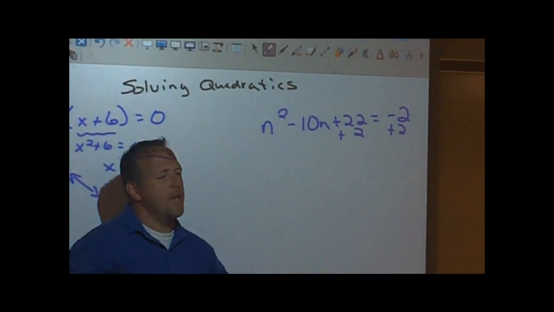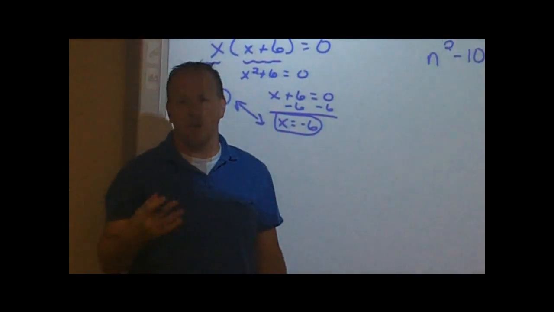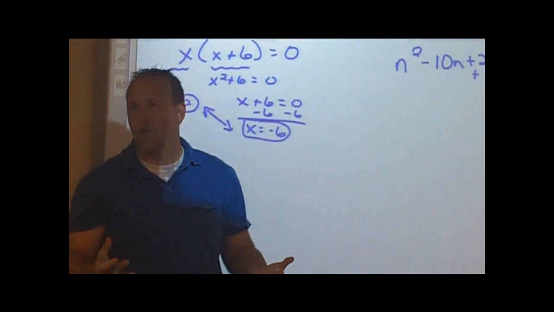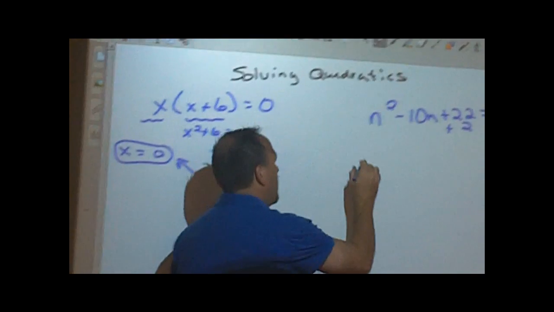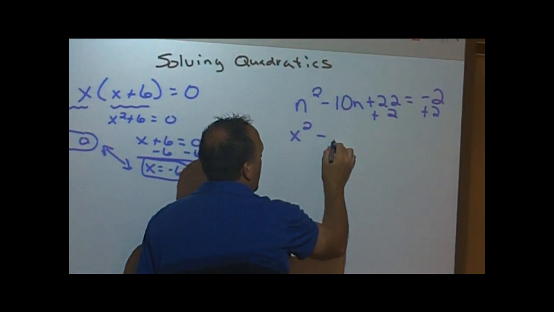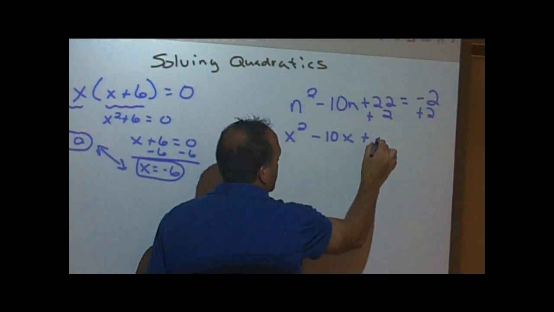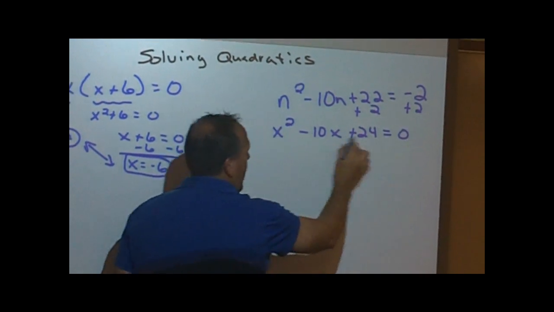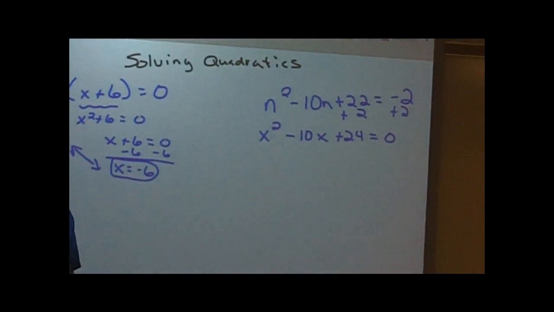If you get weird variables in here, and you don't like working with variables like b or n, because I hate working with those, if you want to make them x's, I don't care. It just makes it easier. X squared minus 10x plus 24 equals 0. Now my trinomial is equal to 0, and I can factor it down.